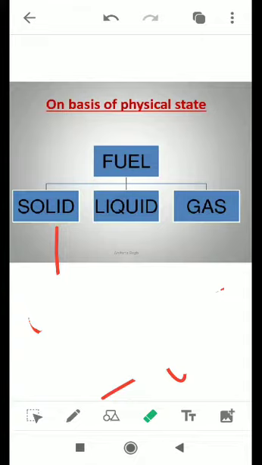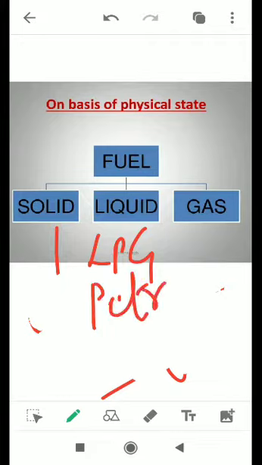Now liquid fuel, it can be LPG. LPG is liquefied petroleum gas, or it can be petrol, or it can be diesel. Now let us see the gaseous fuels. Gaseous fuels must be in the gaseous form, like producer gas, biogas, coal gas, natural gas. These are the gaseous fuels.